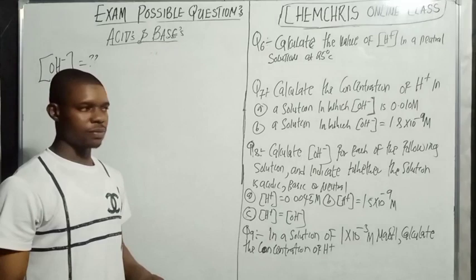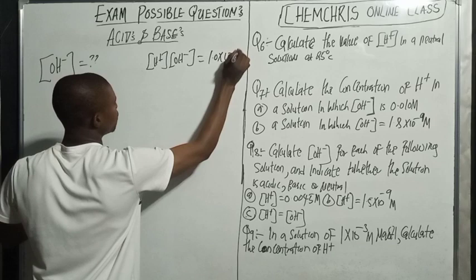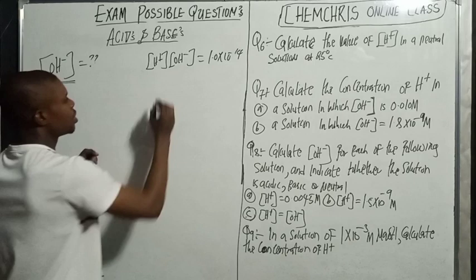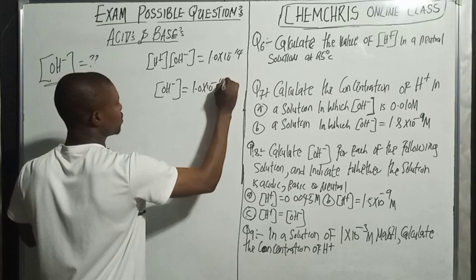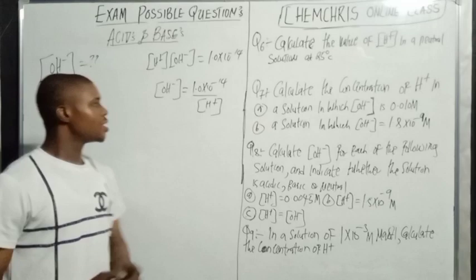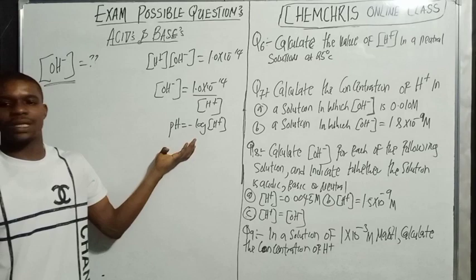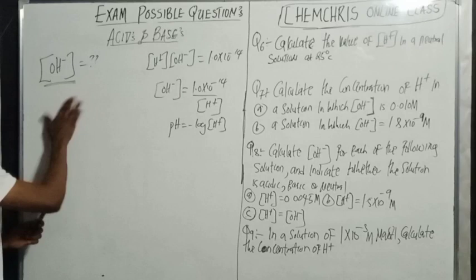So I'm still going to use this formula here. Look at this formula: H plus times OH minus equals 1.0 exponential minus 14. Now, since you are looking for OH concentration, OH minus equals 1.0 exponential minus 14 over H plus. You understand? Now, understand that we need to indicate if the solution is acidic, basic, or neutral. For that, I want to use pH. I want to calculate pH. So remember, it's on the pH value that you know if it's acidic, basic, or neutral.